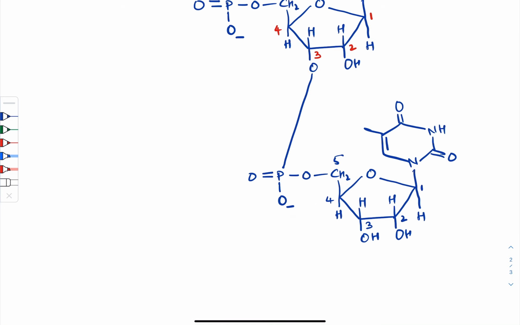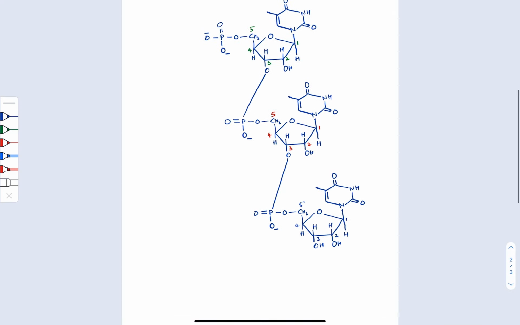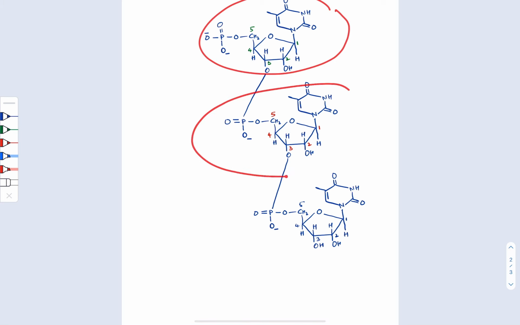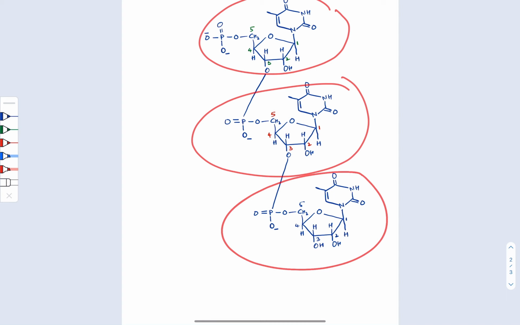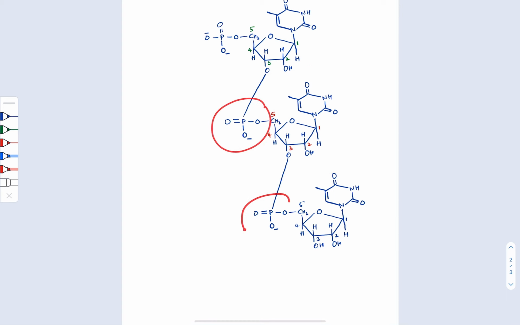Okay, so any nucleic acid, if I zoom out for a second, is going to have these nucleotide units connected to each other via these phosphate bridges. And how are the connections made? The third carbon on the sugar on the top with the fifth carbon of the sugar at the bottom.